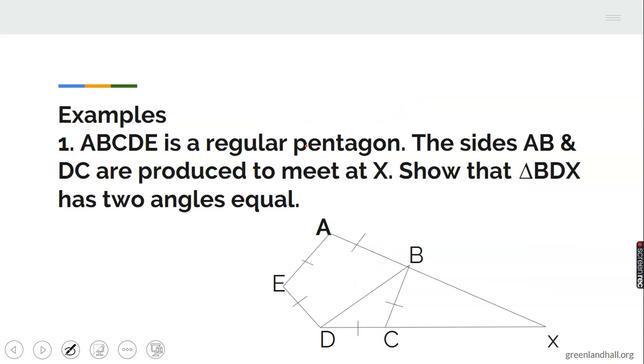And this is an example. Example number one. A, B, C, D, E is a regular pentagon. The sides AB and CD are produced to meet at X here. Show that triangle BDX has two equal angles. Triangle BDX has two equal angles, that means it is an isosceles triangle.